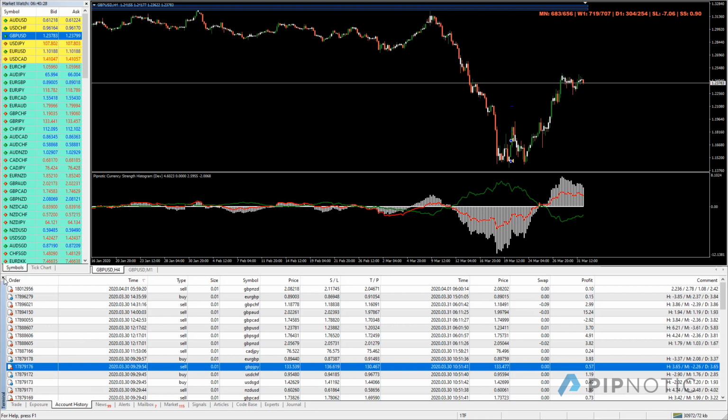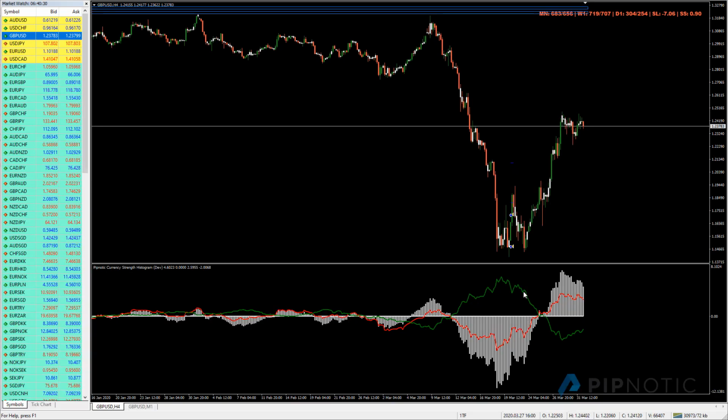But it's just a very nice feature, and it goes to show that the currency strength histogram is a very powerful tool when combined with supply and demand.